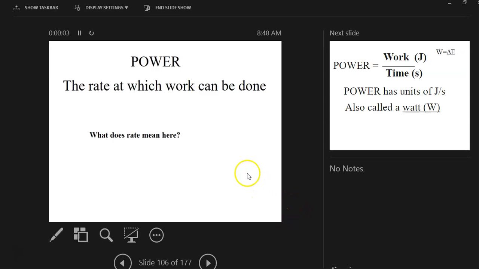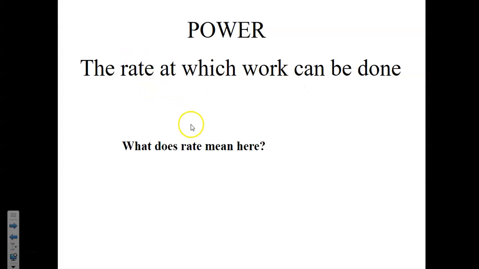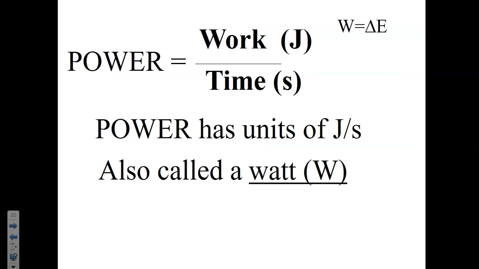So today we're talking about power, and power is the rate at which work is done. What would a rate mean in this case, or in any case? Rate is how quickly something can be done, or in other words, it's that quantity divided by time. The power is equal to work divided by time. Work is in joules, time should be in seconds.